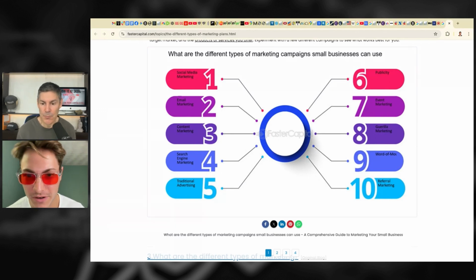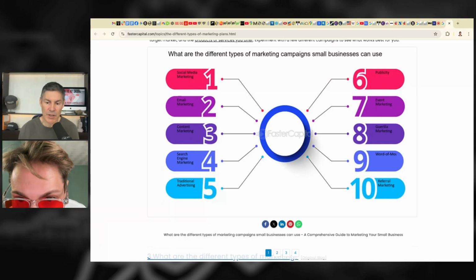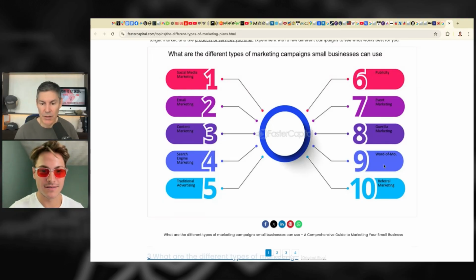Word of mouth. Well, this is always going to be great. And this is what you're striving for. And it's all about under promising and over delivering. That's just product. Or if you have a shit product, you're probably not going to have a lot of word of mouth, or it's going to be terrible word of mouth.